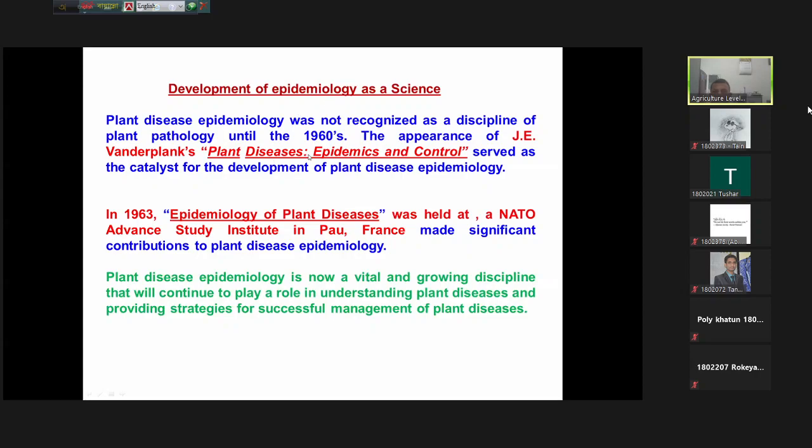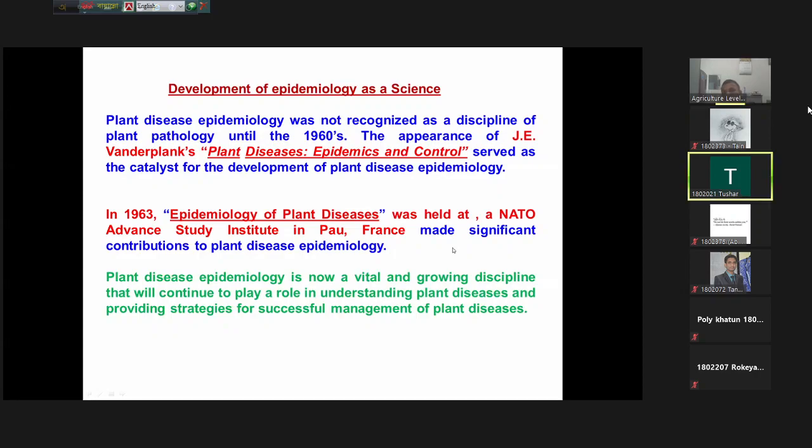1960 তে Plant Diseases: Epidemics and Control, a book was written by Vanderplank, an epidemiologist, you can say. Just after 3 years, 1963, you see, basically an international conference on epidemiology of plant diseases was held in NATO. Okay, কোথায়? ফ্রান্সে? These two basically have a significant contribution to the development of plant disease epidemiology as a science.